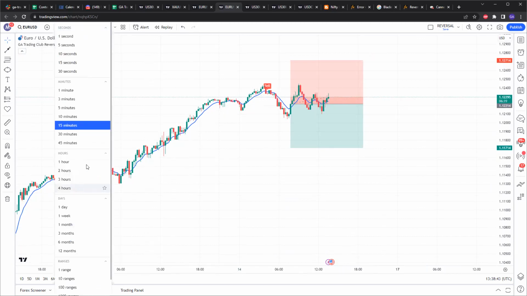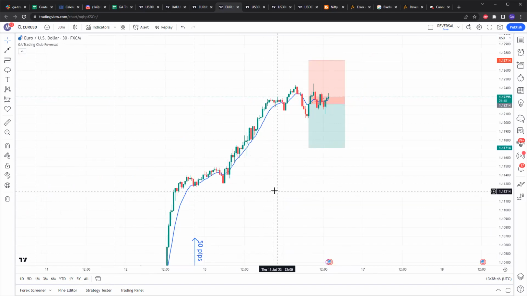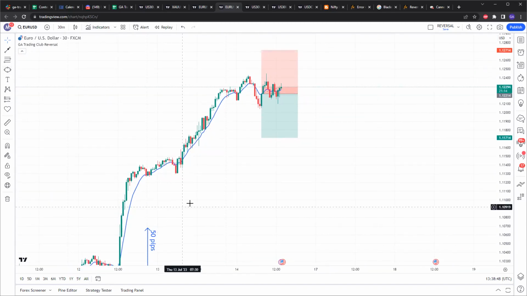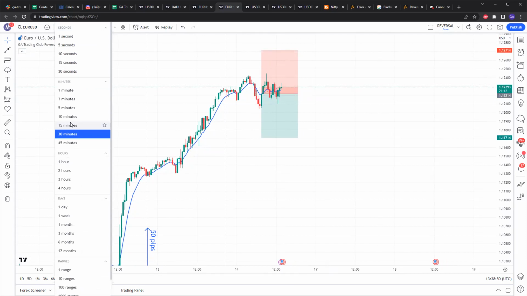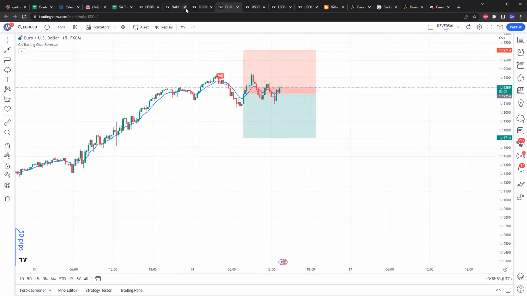So same thing, if I were to get stopped out of the 15-minute time frame, I would move to the 30-minute time frame and wait for a sell entry there. But currently, I am in a sell also on EU.